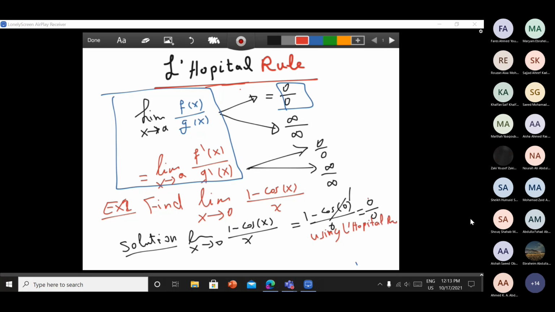To use L'Hopital, this will equal to what? Yes, limit when x tends to 0. When you differentiate 1, you have 0. When you differentiate cosine, you have minus sine, so it will be plus sine x. What is the derivative of x? Is 1. Now I substitute by 0, so I have sine 0 over 1. So I end up with sine 0 is 0, 0 over 1 is 0. Okay, easy. Okay, let's have another example.